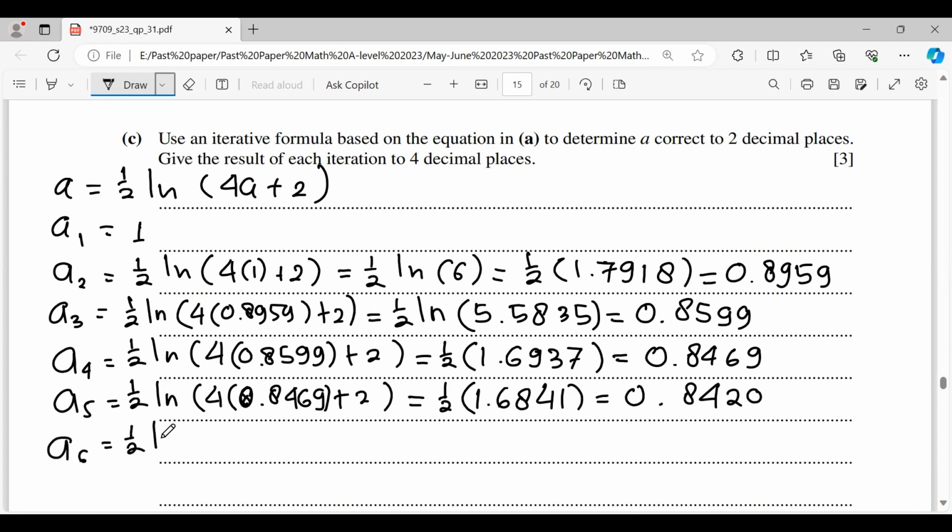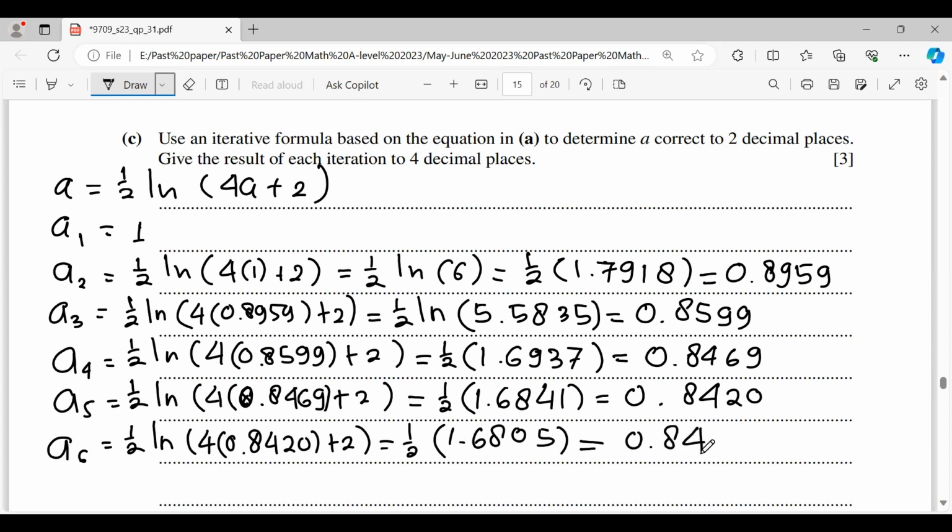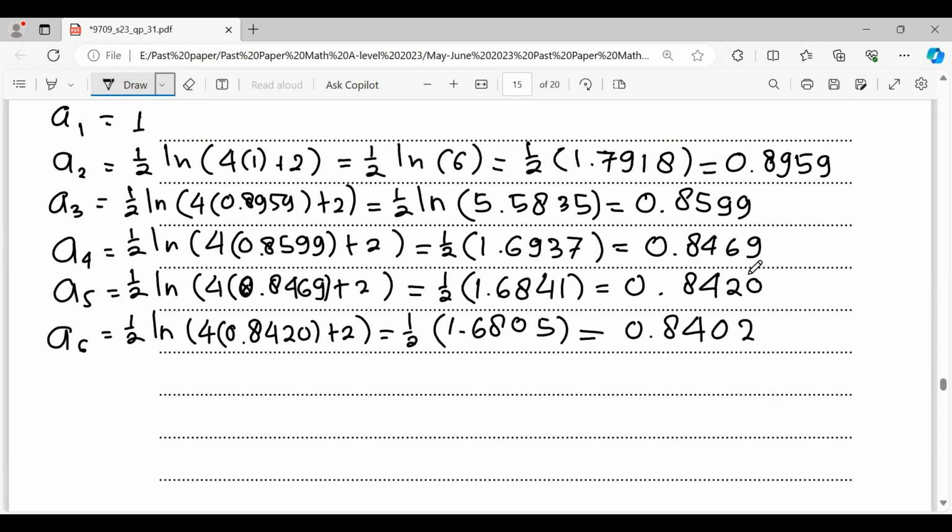a6, half times ln of 4 times this number, 1.6805, gives 0.8402. Okay, students, look at the pattern. Just 2 decimal places: 0.84, 0.84, 0.84. So we can take the conclusion that a equals 0.84.